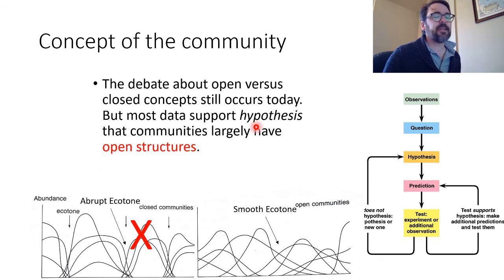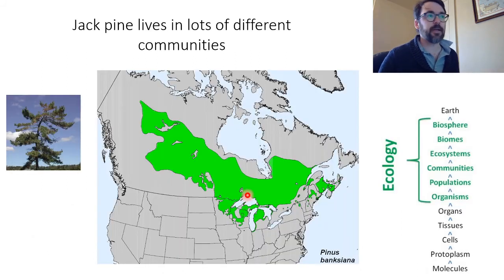This sort of debate still occurs today, although it's not as raging as it was a couple centuries ago. But I would argue that most data supports that communities largely have open structures. So if we use our scientific method and do observations, we see much more smooth ecotones instead of abrupt ecotones, if we see ecotones at all. And then you could go back to jack pine, right? Our old friend jack pine. This is the distribution of jack pine.